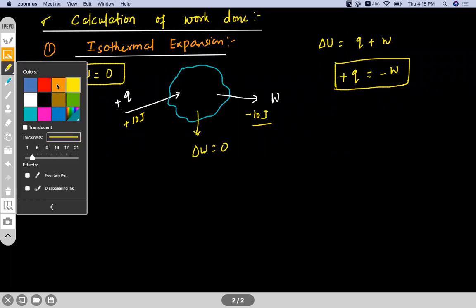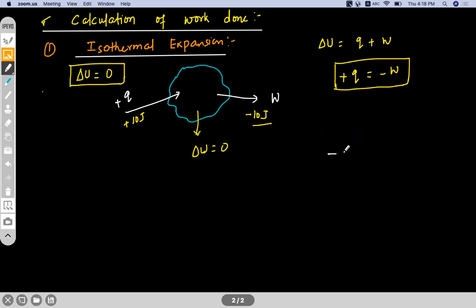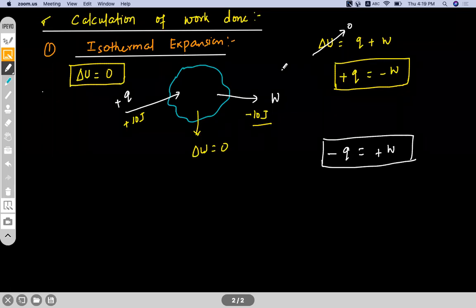Can we say this also? That minus Q is equal to plus W. Remember this kind of discussion we had in the conclusion of the first law of thermodynamics, if you remember. Right? This is also possible because delta U is zero. So what is the meaning of this? If I ask you to write down this mathematical expression in a sentence, in language, what will you write? Heat absorbed by the system, that is plus Q, is equal to work done, what? Work done by the system or on the system? By the system, right? So heat absorbed by the system and work done by the system. It is a mathematical relation here.